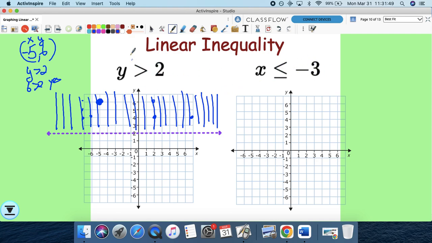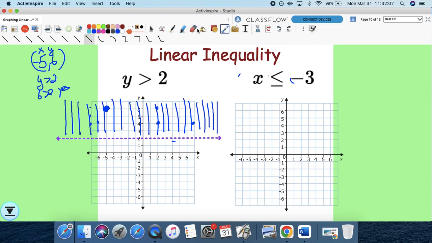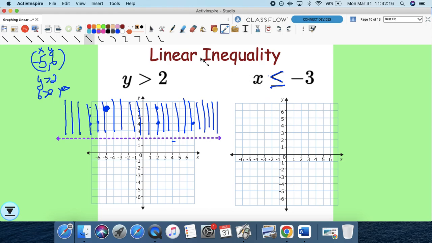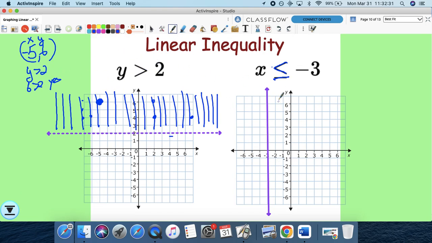Now, x is less than or equal to -3. Well, if y greater than 2 was a horizontal line, this is going to be a vertical line, a vertical line that goes through -3. And the first thing we should notice is that this is a less than or equal sign. So what kind of line are we going to use? We're going to use a solid line, and a solid line that goes through x equals -3 right here.